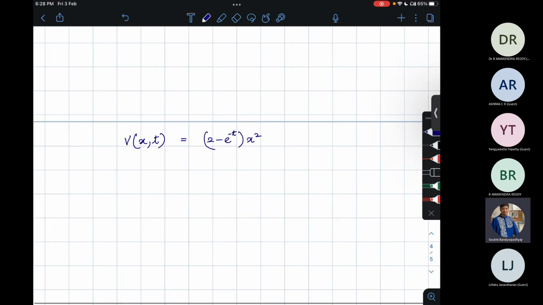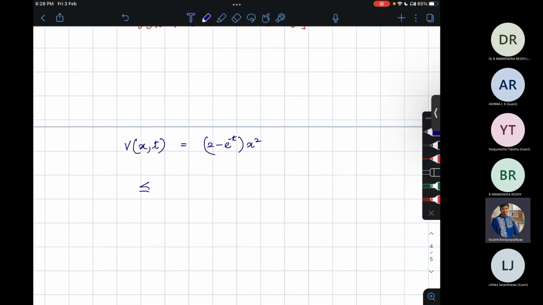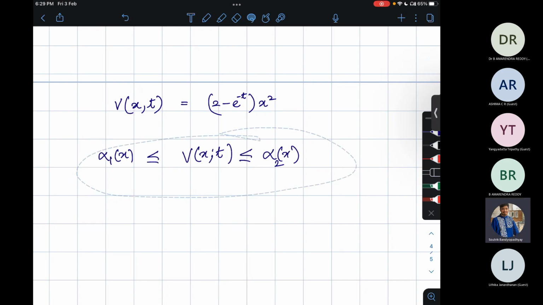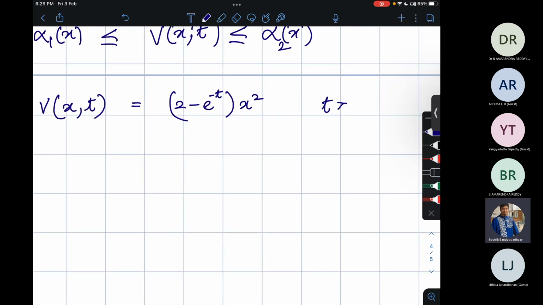So herein lies the beauty of this kind of structure, with some alpha 1 of x and some alpha 2 of x. If you look at this function, t is always greater than or equal to 0. Am I correct? Time cannot be negative in this structure.